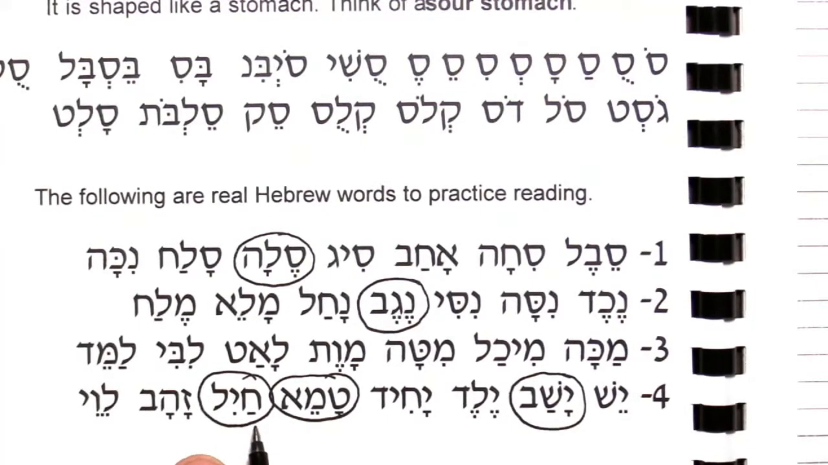It's called the Eshet Chayil. Eshet is woman of, Chayil means valor. And this last one, Levi, you may know better as Levi, but it's actually Levi in Hebrew. So that's the name of the tribe of Levi there.